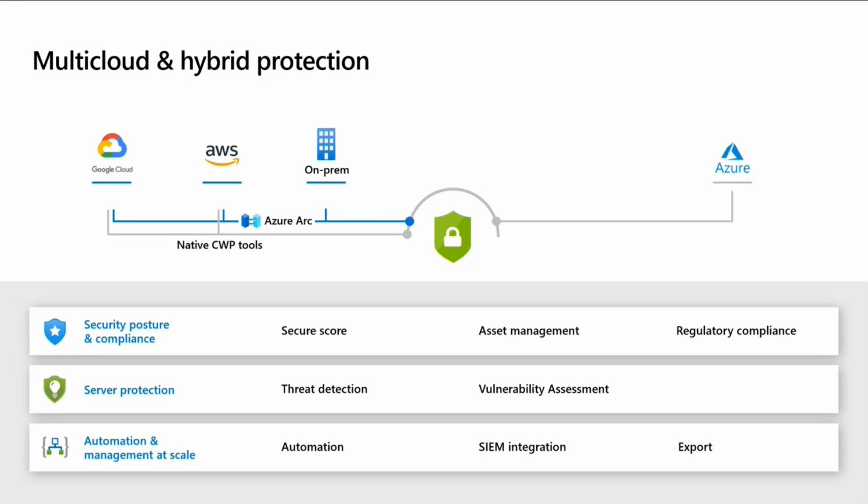For containers, there's also Kubernetes audit logs that need to be enabled for AWS and GCP at the connector level. That's in order to get threat detection alerts for the control plane. And I'll go into details on this as we go.